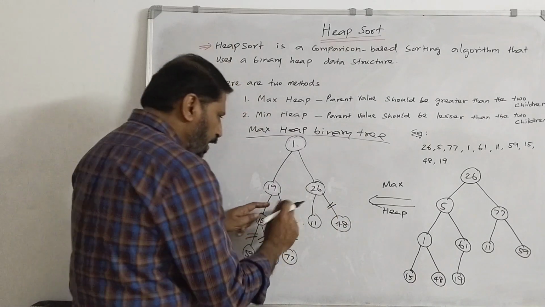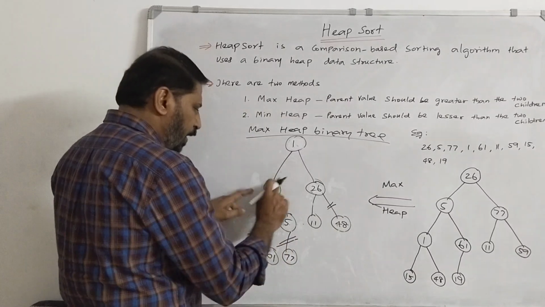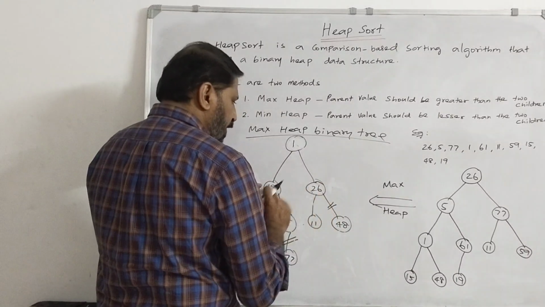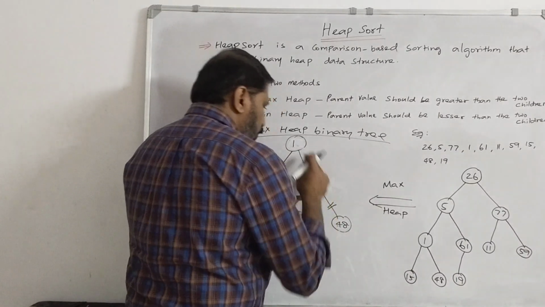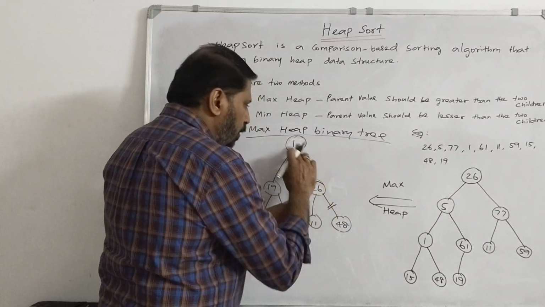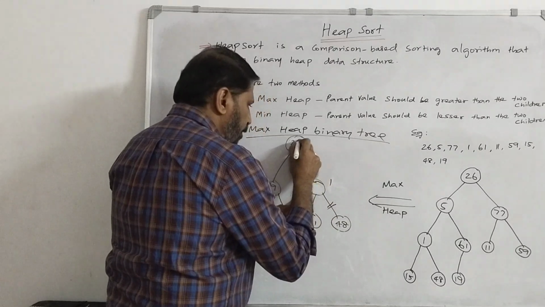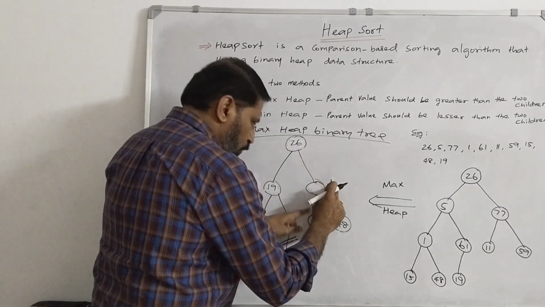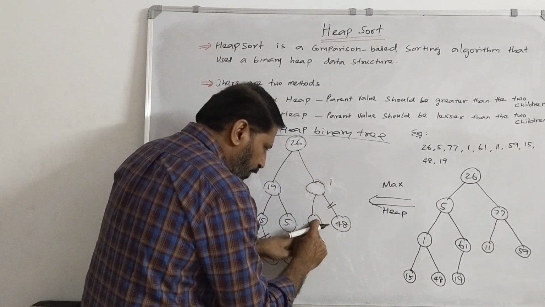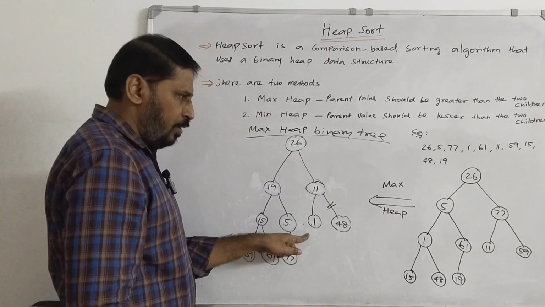Okay, so once again what we are doing: 15, 11, 26, okay, 5, 15, 19, okay. So 26, 19, 1. 26 is greater than 19, so 26 compared with 1. So 1 comes here, 26 goes here. Then 1 is compared with 11. 11 is a greater value. So 11 comes here, 1 goes here.